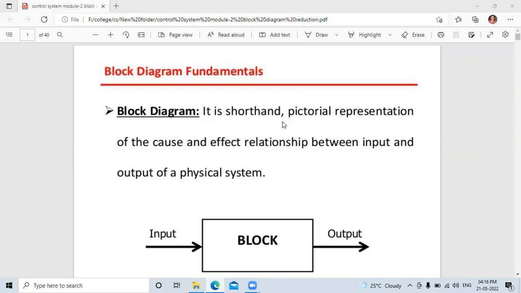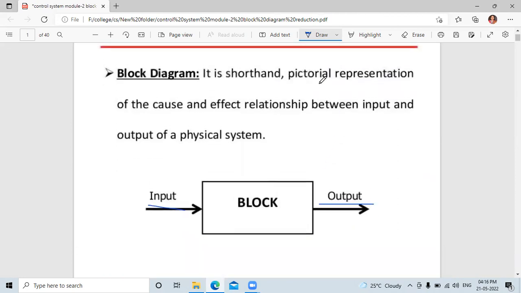It is a shorthand pictorial representation of the cause and effect relationship between input and output of a physical system. So the main thing here is input and the output. Block diagram is a pictorial representation.